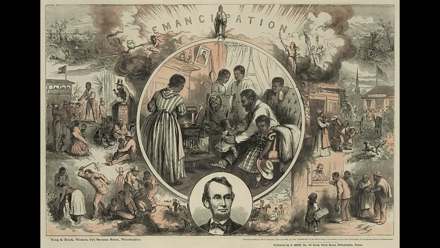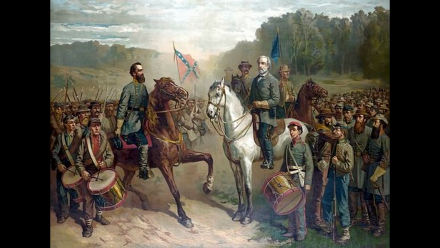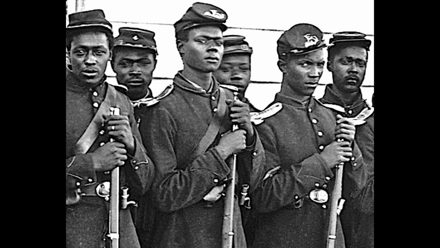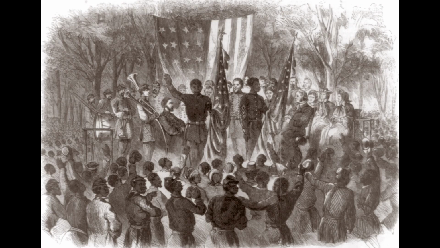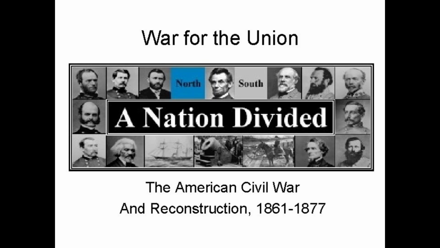Still, the Emancipation Proclamation deprived the Confederacy of the bulk of its labor forces and put international public opinion strongly on the Union side. Some 186,000 black Civil War soldiers would join the Union Army by the time the war ended in 1865, and 38,000 lost their lives. The Civil War resulted in significant casualties and destruction, but it ultimately led to the abolition of slavery and the preservation of the United States as a unified nation.